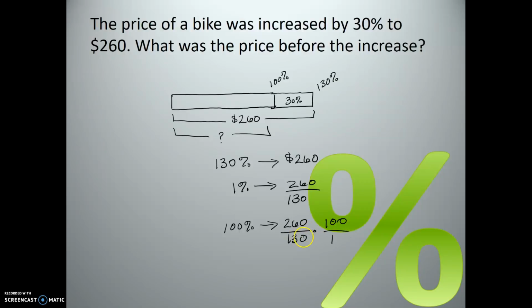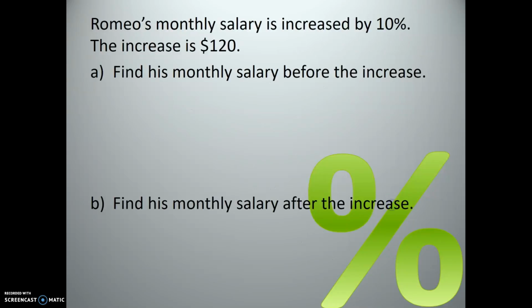We can do some cross-canceling here. And actually, we could divide 260 by 13. So we'll get 1 down there, and we'll get 20 up there. And now we have 20 times 10, which is going to equal $200. Okay, let's try another one. So this is another good one for you to try on your own and then come back and check your work.